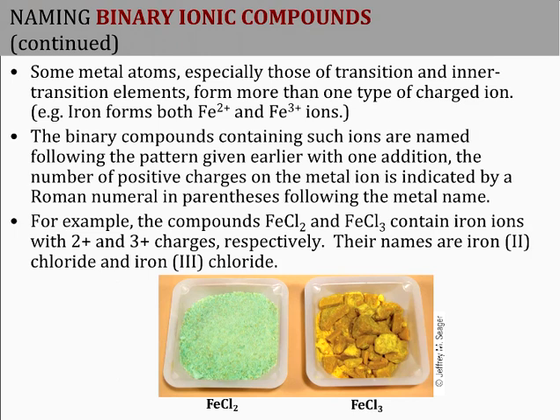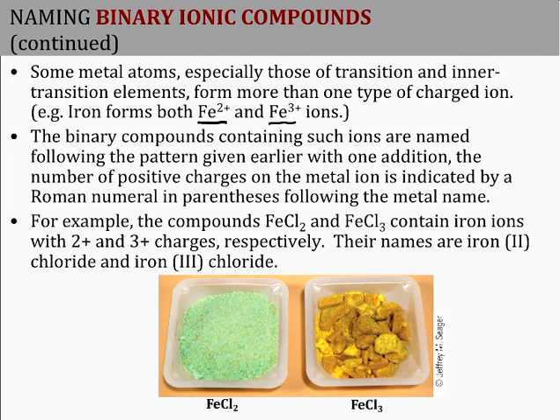Now, there are some metals that can have multiple charges, and that can complicate the way that we name binary ionic compounds. So far we've just been dealing with metals that have the same charge no matter what. But some metals, again, those of transition and inner transition elements, form more than one type of charged ion. As an example, iron can have a 2+ charge or a 3+ charge. It just depends on what it's bonding to and how many electrons it's going to give up in order to form that bond. Again, this is really only for transition metals. There are a couple of exceptions, but for this class, don't worry about those too much.